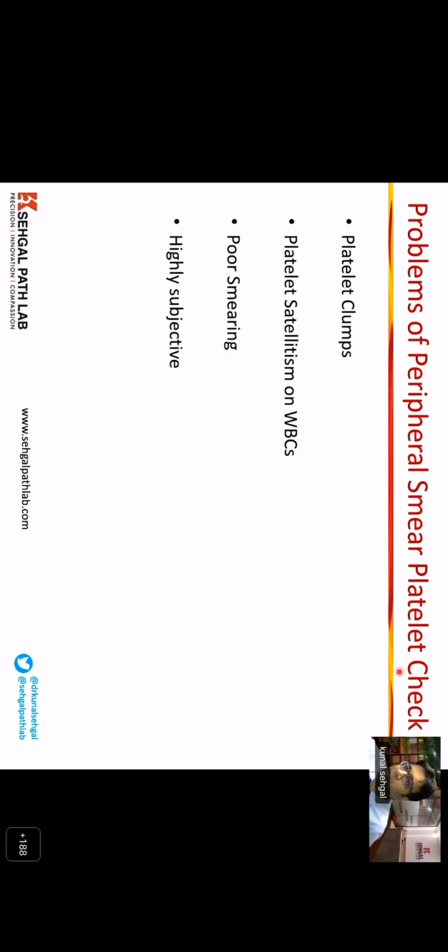And the reason for calling it the check is that in most scenarios, 99.9%, it is just checking whether the counter is giving you an accurate count. And we'll discuss this as we go ahead today. Challenges which we face, obviously everyone knows: platelet clumps, satellitism around WBCs, smearing.